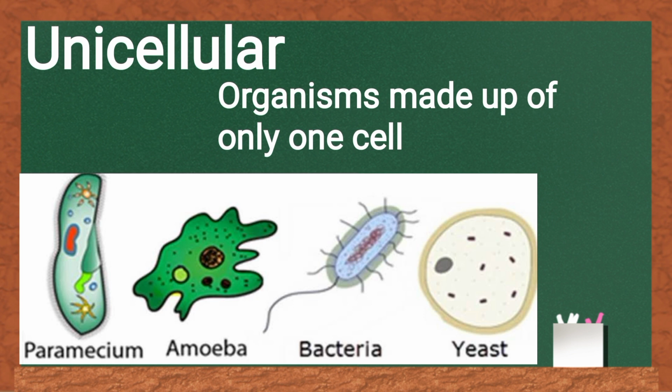Unicellular. Here the word uni means one. Cellular is derived from the word cell. So those organisms which are made up of only one cell, they could be either prokaryote or eukaryote. We will see the difference between eukaryote and prokaryotes later in the slides. So unicellular are those organisms which are made up of only one cell. Here you can see the example of paramecium. It is made up of only one cell. Amoeba, bacteria, this is a rod shaped bacteria, and these are the organisms which are made up of only one cell.